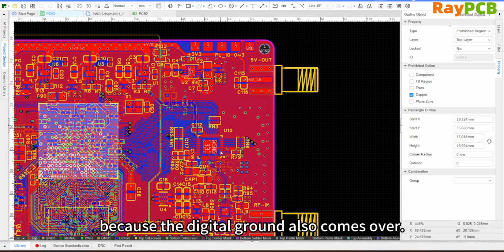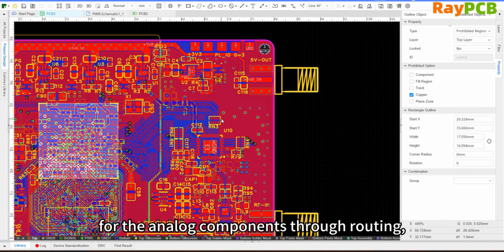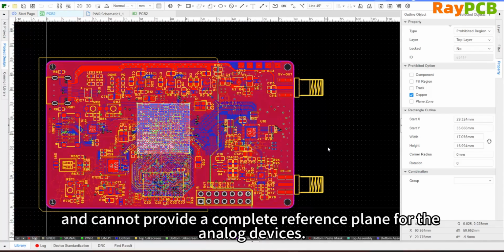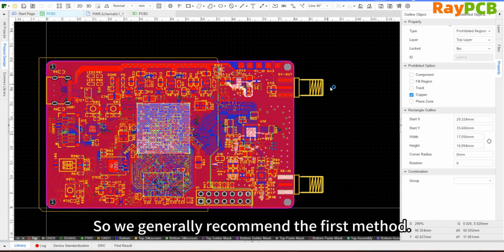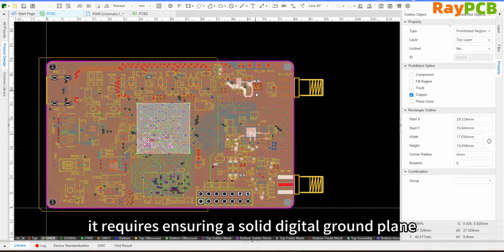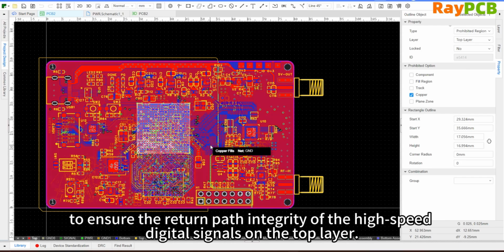However, this approach cannot achieve the best effect for analog because the digital ground also comes over. It can only provide connectivity for the analog ground through wiring. It cannot provide a complete reference plane for the analog ground. So we generally follow the first method, although the first method has higher requirements to ensure that there is a complete digital ground plane. It also ensures the integrity of the return path of your high-speed input signal on the top layer.